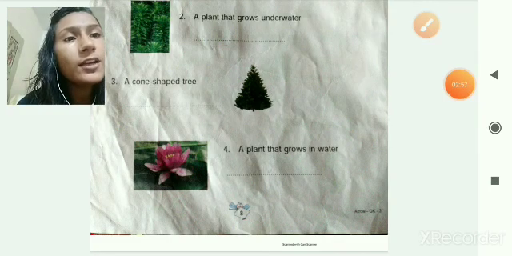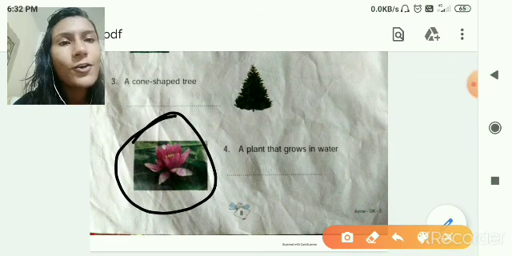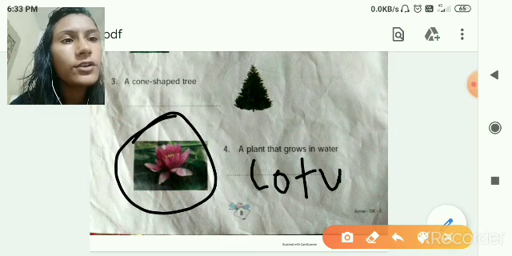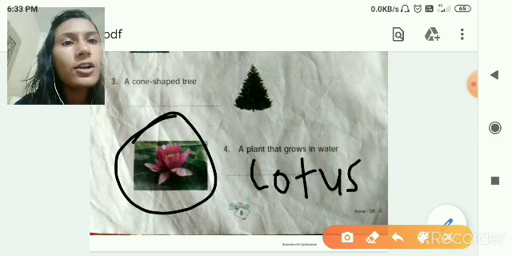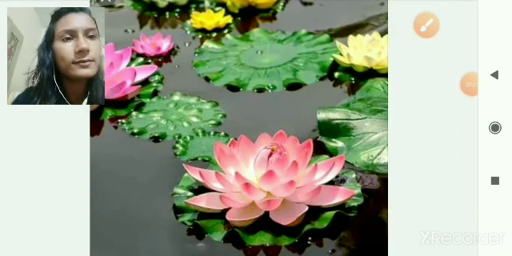Next, a plant that grows in water. You can see here this image. So this image is lotus. So a plant that grows in water, that is lotus, L-O-T-U-S, lotus. So this plant grows in water. You can see the image of lotus.